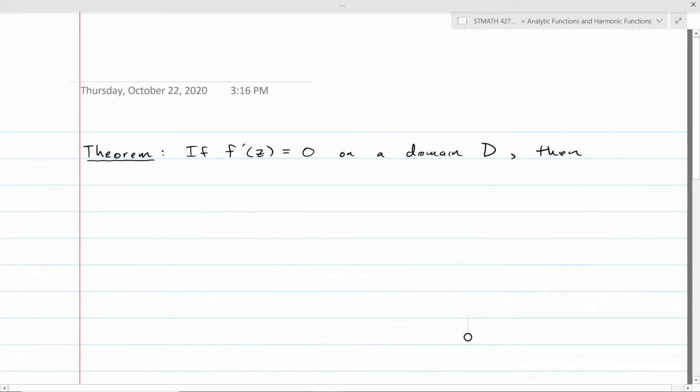All right, so here is a theorem that I don't think you'll find the result of to be terribly surprising, but it's something that is important and we need to prove. The theorem says that if you have a function whose derivative is equal to 0 on an entire domain D, then, just like in calculus, when the derivative is equal to 0, the function must be a constant.